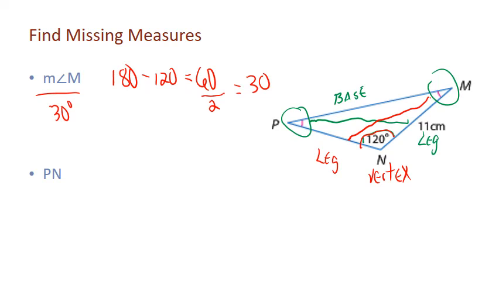Now, we're also asked to find the measure of segment PN right here. Well, it's a leg, and this is an isosceles triangle, and so the two legs are going to be congruent. If this leg, MN, is 11 centimeters, then the line segment PN also has to be 11 centimeters. All right, that's kind of fun. We'll take a look at another one here in just a moment.